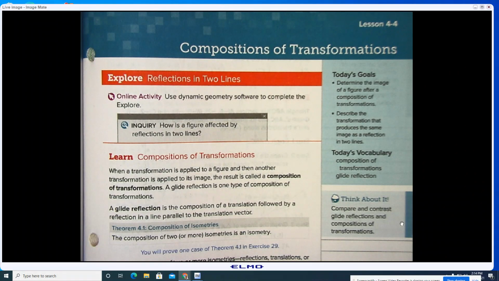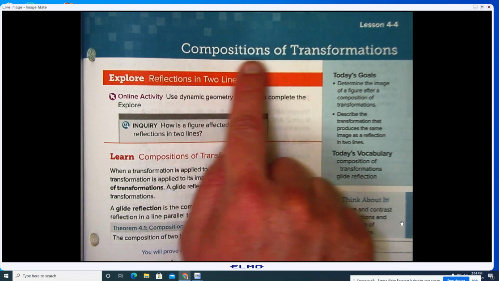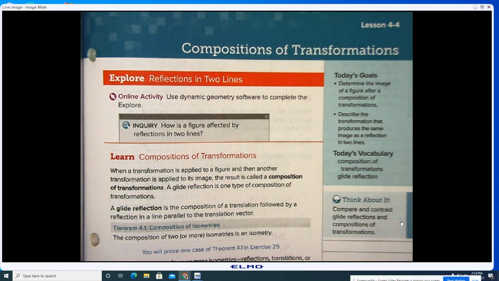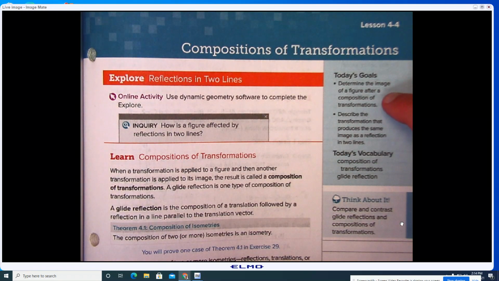Okay, we are doing compositions of transformations, section 4.4. Today's goals: determine the image of a figure after a composition of transformations, and describe the transformation that produces the same image as a reflection in 2 lines. The vocabulary: composition of transformations, glide reflection.